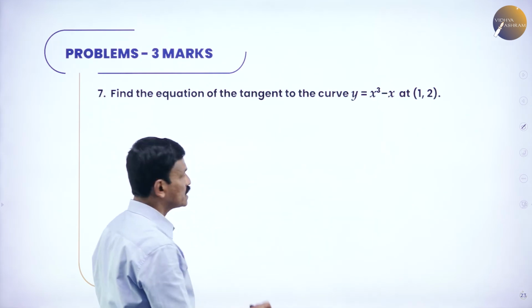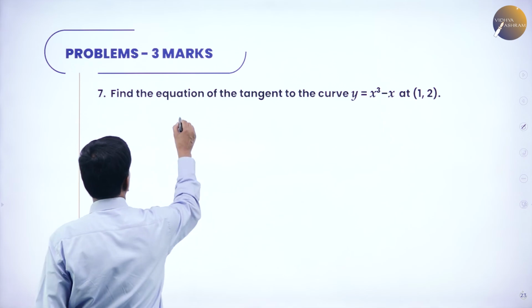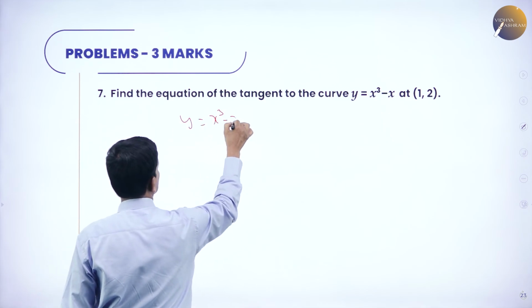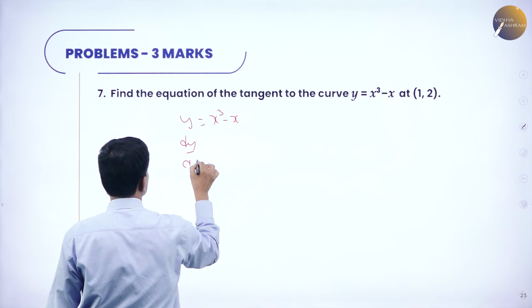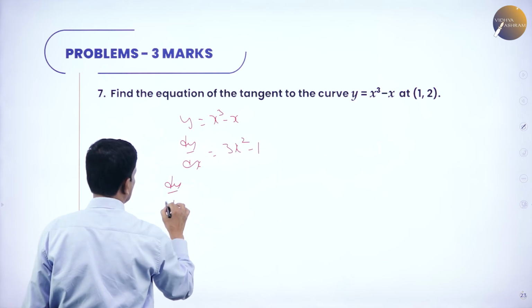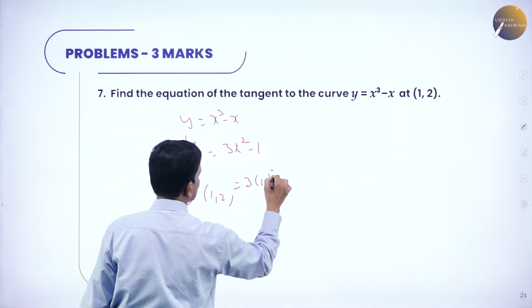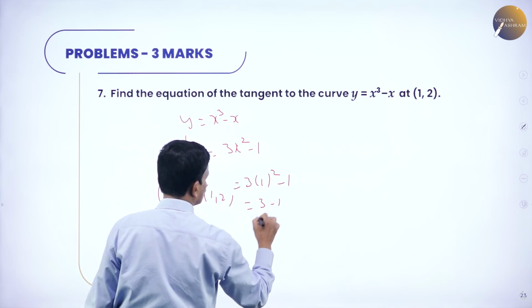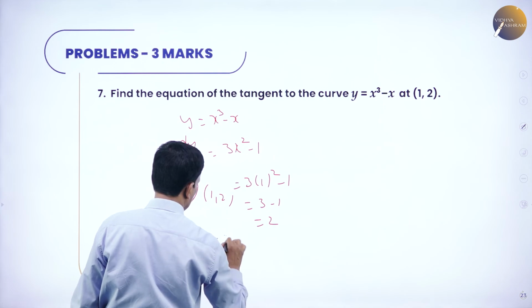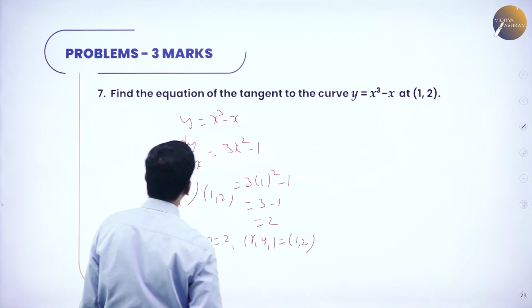Now, let us come to the same type problem. So, find the equation of tangent to the curve. What is given? Y is equal to x cube minus x. Differentiate it. Dy by dx is equal to 3x square minus 1. At, what are the point? Dy by dx at 1 comma 2: 3 into 1 square minus 1. 3 minus 1 is equal to 2. So, m is equal to 2 and the points x1 comma y1 is equal to 1 comma 2.